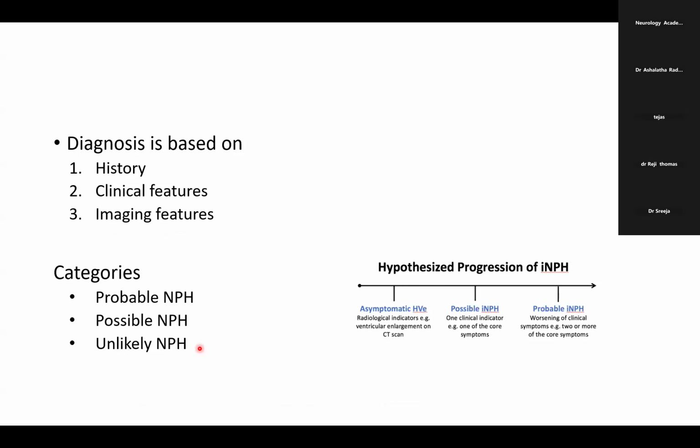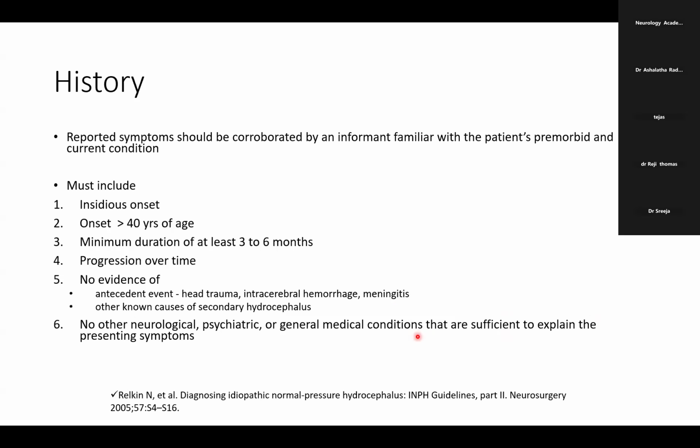The diagnosis is mainly based on history, clinical features, and imaging features, and it has been categorized into probable NPH, possible NPH, and unlikely NPH. On the right side, we see a diagram in which possible NPH includes one of the core symptoms out of the three mentioned, that is one clinical indicator, and probable NPH includes two of the core symptoms. Asymptomatic ventriculomegaly can also be seen, which is a separate entity. Unlikely NPH does not include any of these features.